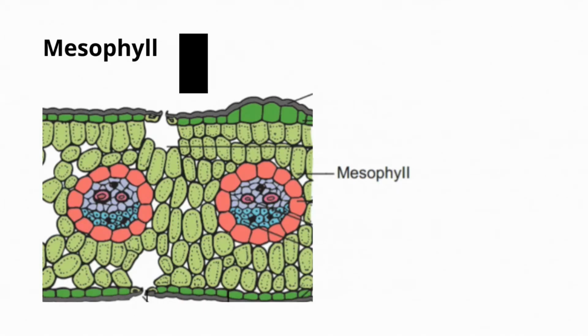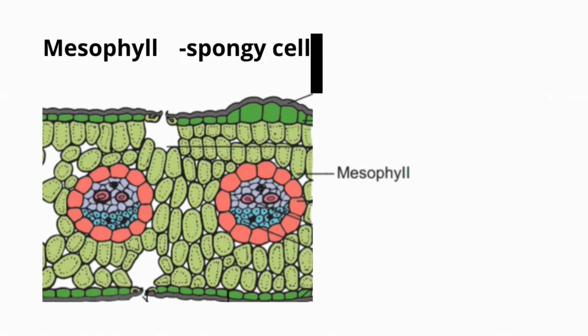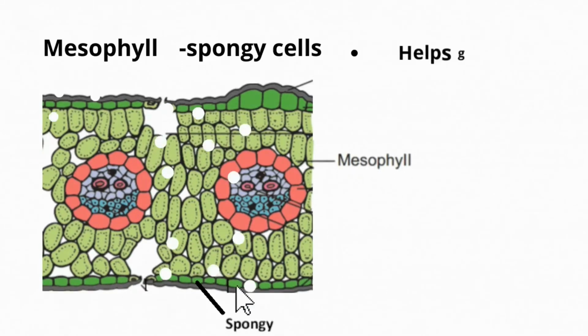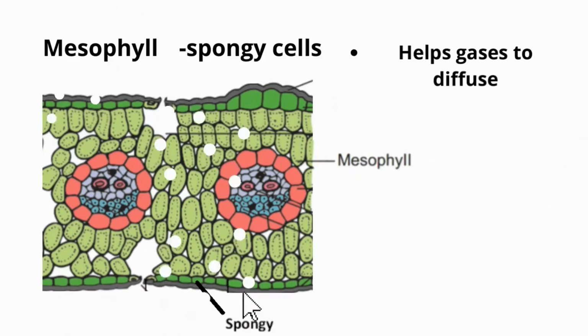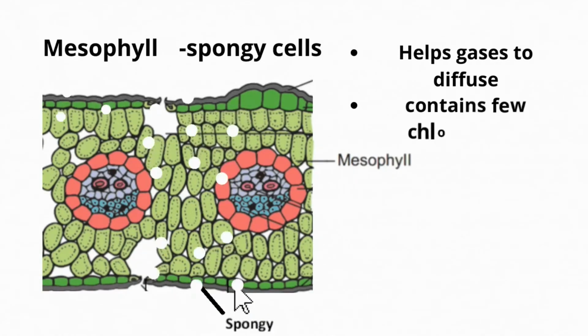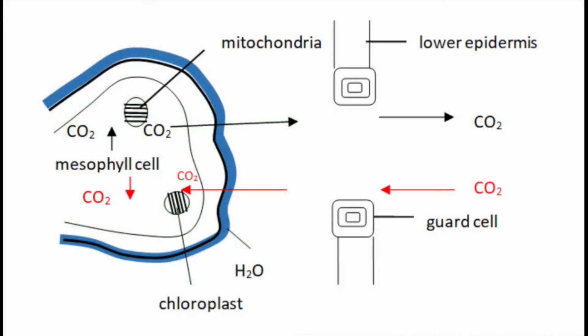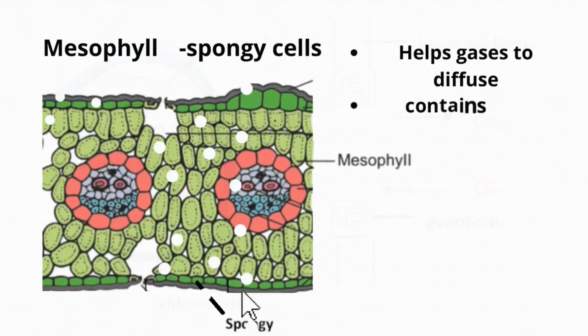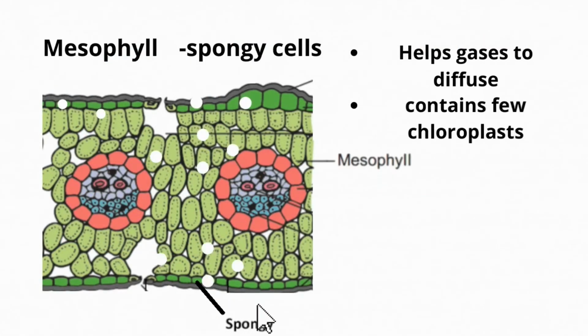Now, let's talk about spongy mesophyll cells. Spongy mesophyll cells are loosely arranged cells that help gases diffuse quickly through the intercellular spaces. The rate of photosynthesis in spongy cells is less as few chloroplasts are present in the cells. Spongy cells also allow carbon dioxide to diffuse before entering the cell, like palisade cells.